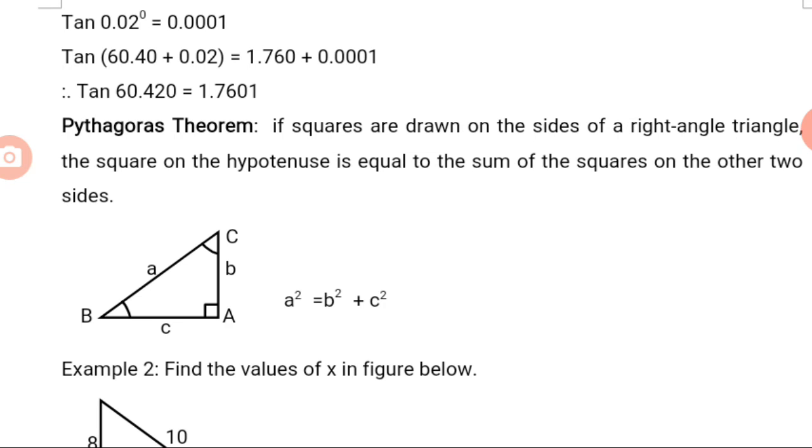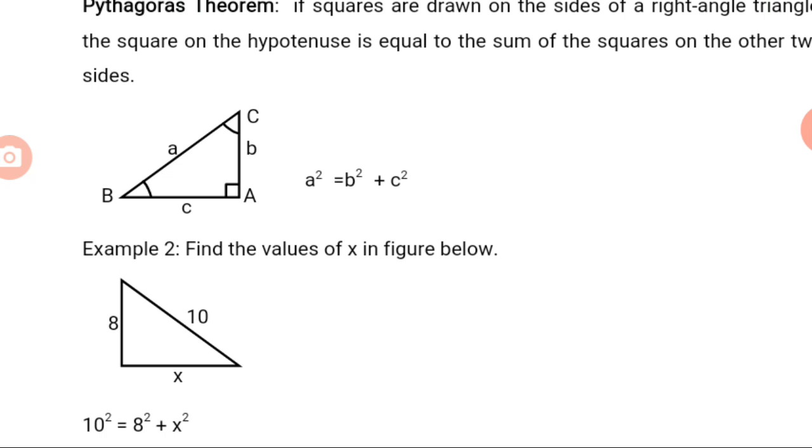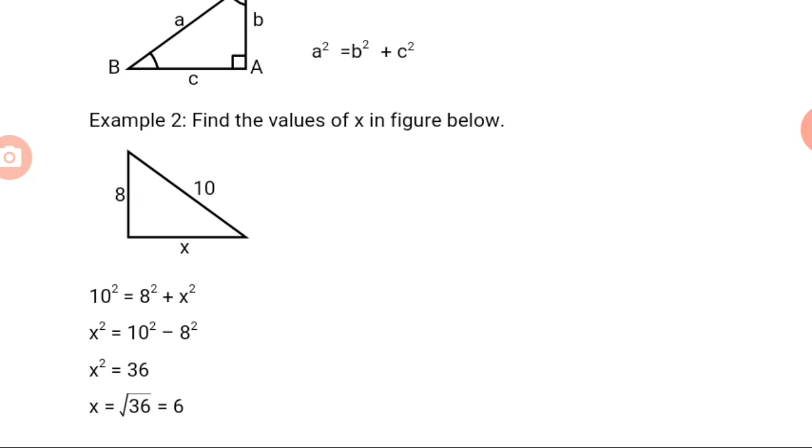Now, example 2. Find the value of x in the figure below. We are given the hypotenuse as 10 and the other two sides as 8 and x. So we now say 10 square is equal to 8 square plus x square. If we want to find the value of x, we take 8 square to the other side. So x square is equal to 10 square minus 8 square.